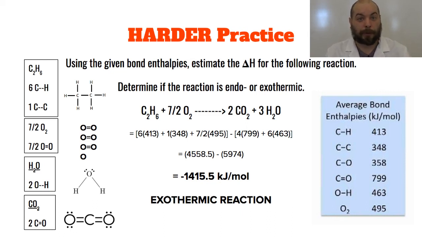That would be an exothermic process, right? We're getting out more energy than we're putting in. So in the end, the delta H of this reaction is negative 1,415.5 kilojoules per mole. Okay? It is an exothermic process, as we would predict from a combustion reaction.